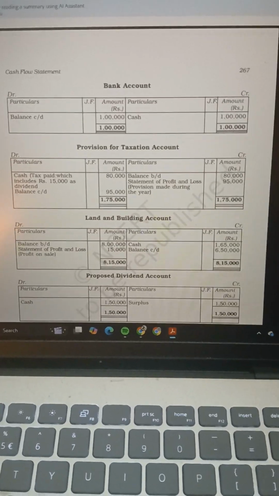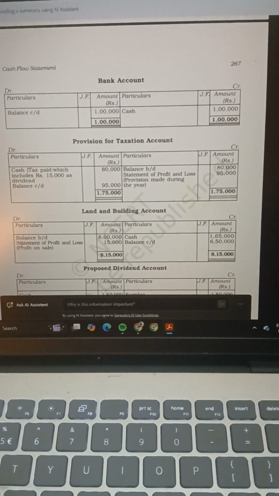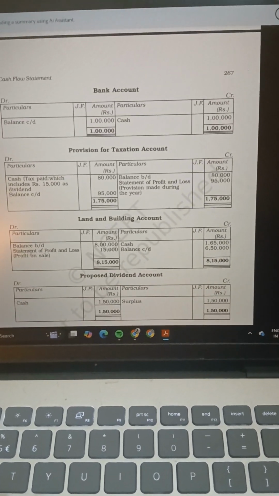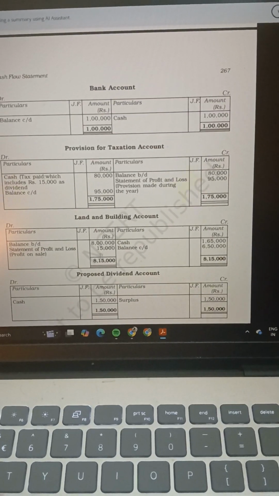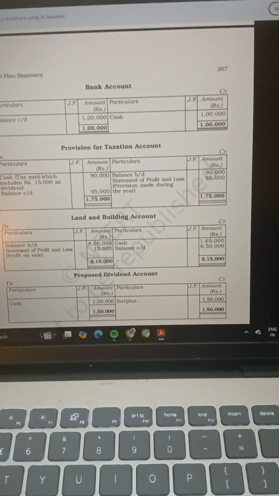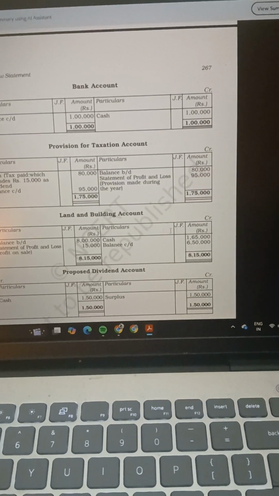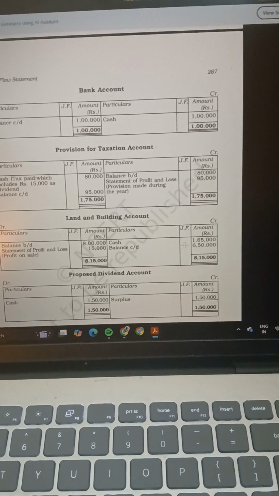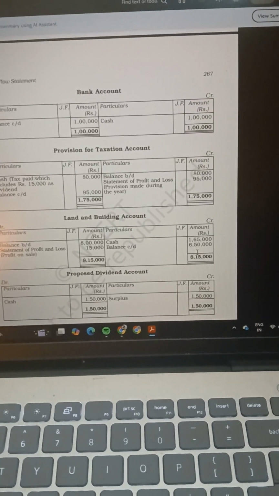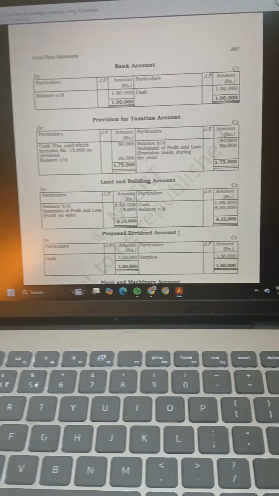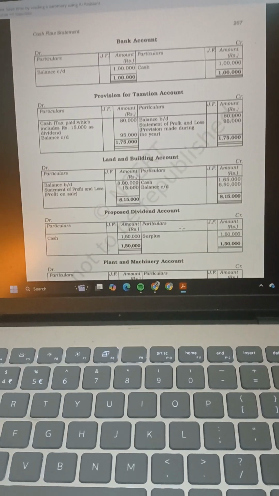Moving on to the account, profit should be shown on the debit side. Statement of profit and loss, profit on sale, that is 15,000. Then debit side minus credit side will be the cash. That should be shown as cash, that is 1,65,000.